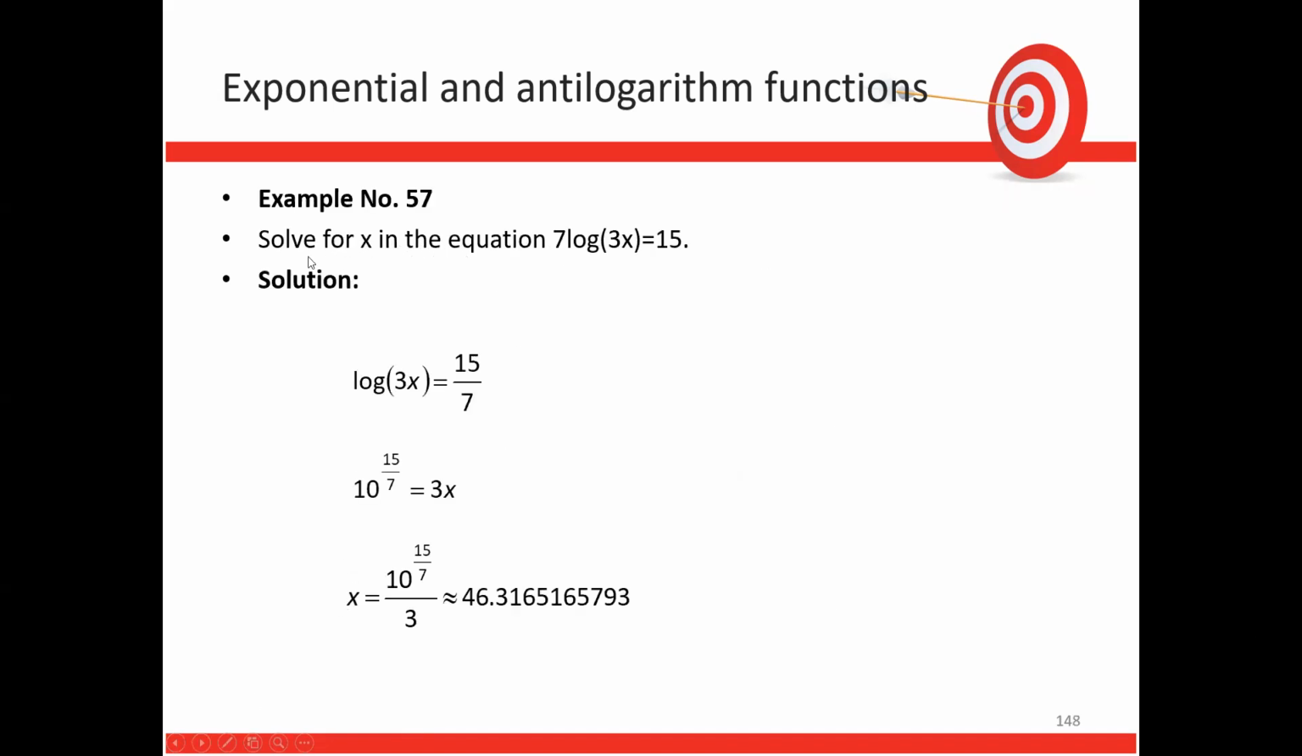Example number 57. Solve for x in the equation 7 times logarithm of 3x equal to 15. Solution. So log of 3x is equal to 15 over 7. Then 10 exponent 15 over 7, ito, diba? Pag pumunta mo sa kabila, 10 exponent, is equal to 3x. So x is equal to 10 exponent 15 over 7 over 3, which is approximately 46.316516579. So this is the end of this topic.